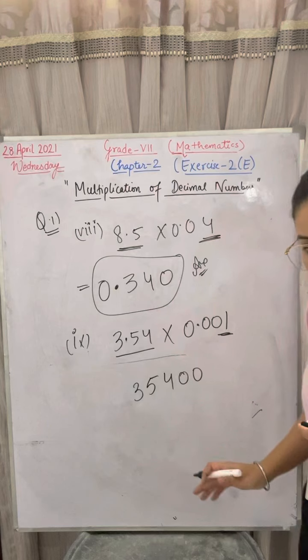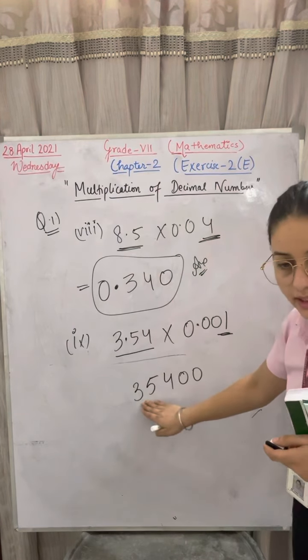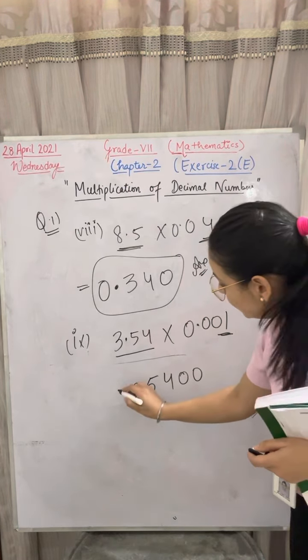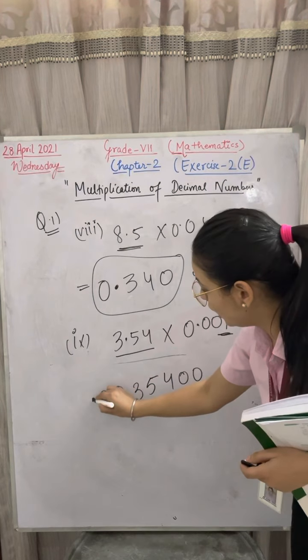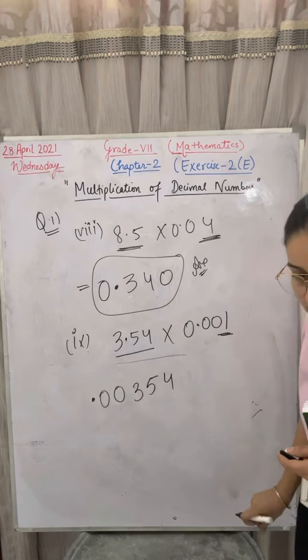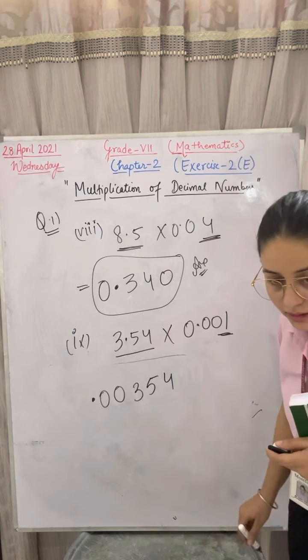Whenever you have fewer digits, you have to place zeros in the beginning, not at the last. Not at the last, in the beginning only. Okay, is it clear?